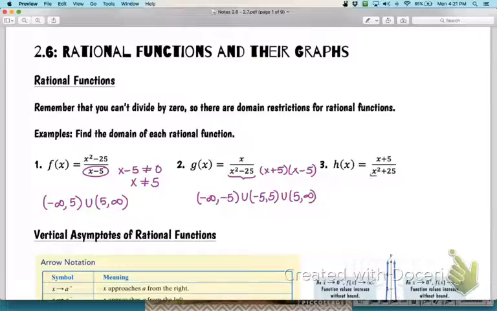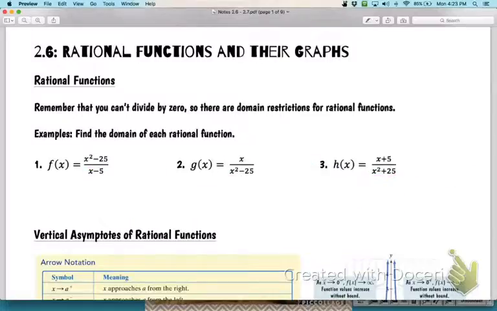Number 3, this is not factorable, but I can still solve the equation x squared plus 25 does not equal 0. That would tell me that x squared cannot equal negative 25. Well, the only way that could happen is if x was imaginary, and that's okay. Imaginary numbers don't show up on a real number graph. So that means that negative infinity to positive infinity is my domain. Okay? So that's a little bit of reminder about domain.